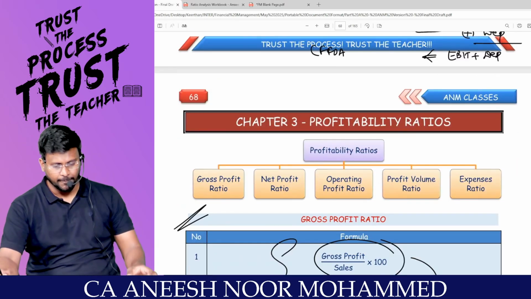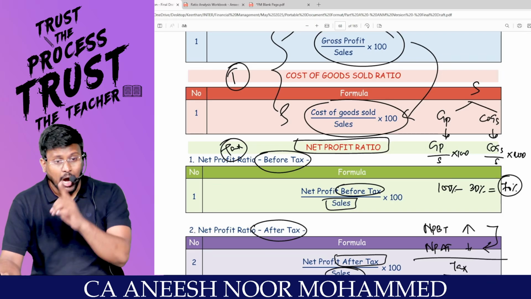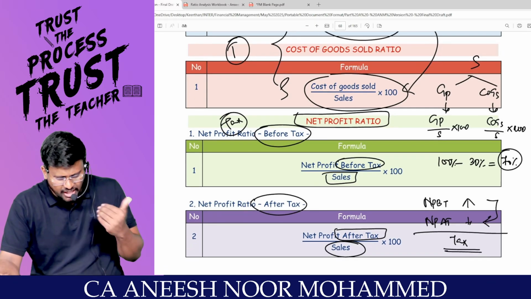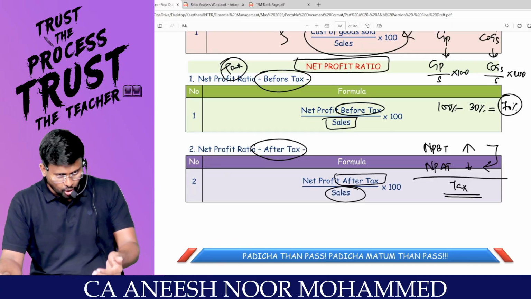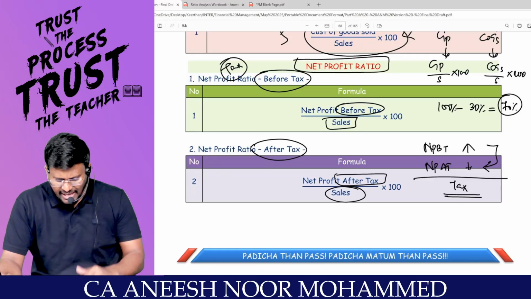Are you with me? Sir, out of sales, how much is the gross profit is the gross profit ratio. Out of sales, how much is the cost of goods sold is the cost of goods sold ratio. Out of sales, how much is the net profit is the net profit ratio. If it is taking profit before tax, it is net profit ratio before tax. If it is after tax, net profit ratio after tax.